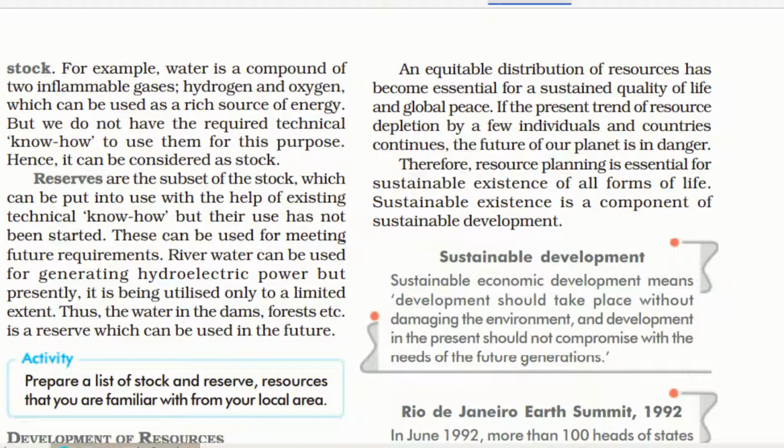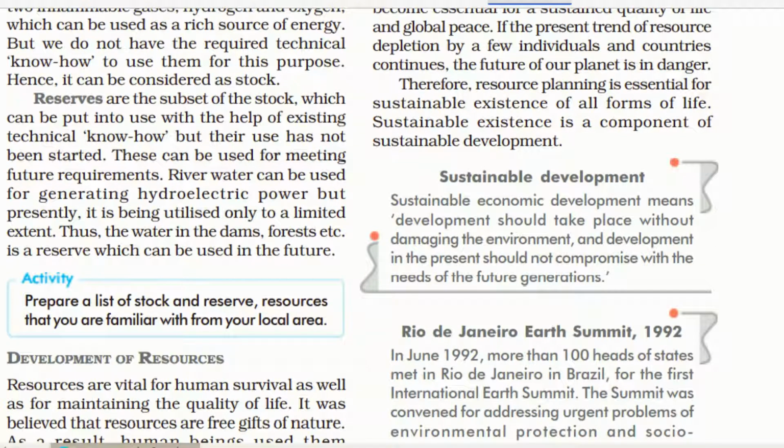And next one is reserve. After stock, next one is reserve. So, reserve means reserves are a subset of stock. Okay, and which can be put into use with the help of existing technical know-how, but their use has not been started. Okay, here what is the difference between stock and reserve? Reserves are a subset of stock. It is a part of stock. That is the meaning. It is a part of stock which can be put into use with the help of existing technical know-how. Okay, using present technology we can use, but use has not been started.